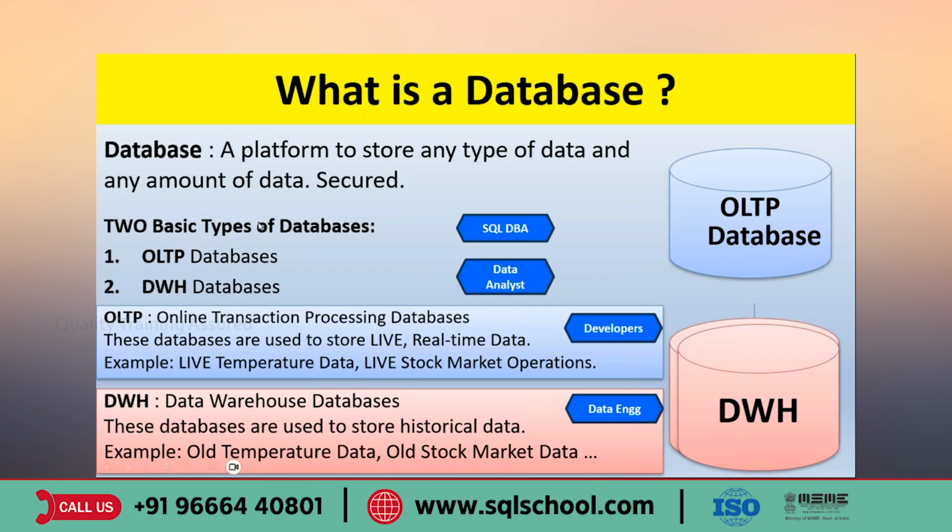Two basic types of databases, OLTP, to store live real-time data. What is that? To store live real-time data, we have OLTP databases. They store live data, like for example, a live cricket match, a live temperature, live stock market operations, anything live, OLTP, remember this. And other one we have data warehouse to store historical data, inactive data, like old temperature data, old stock market operations, anything old, called warehouse.